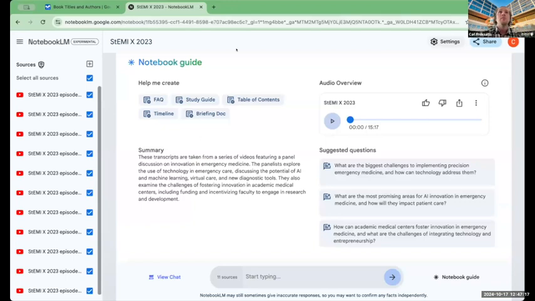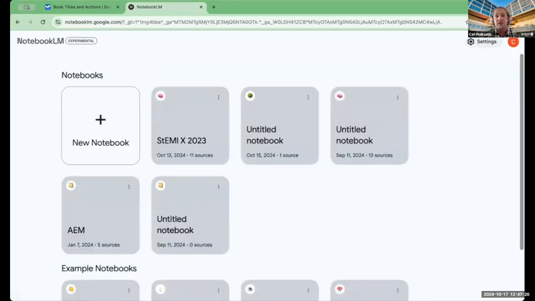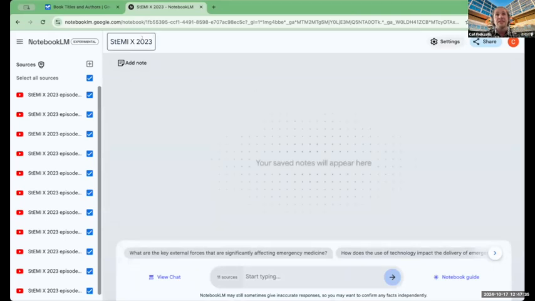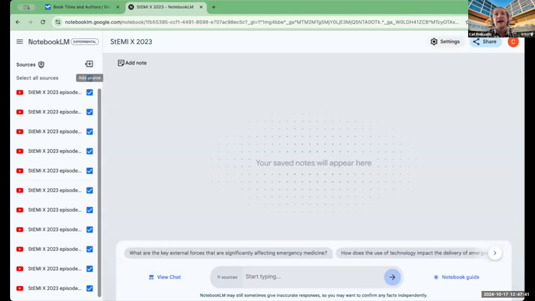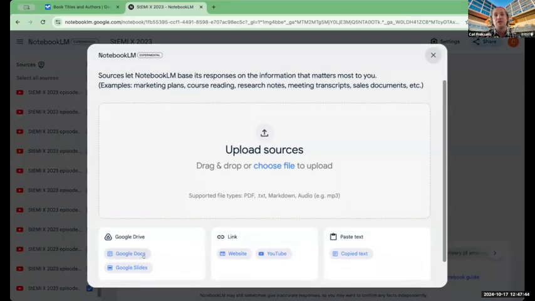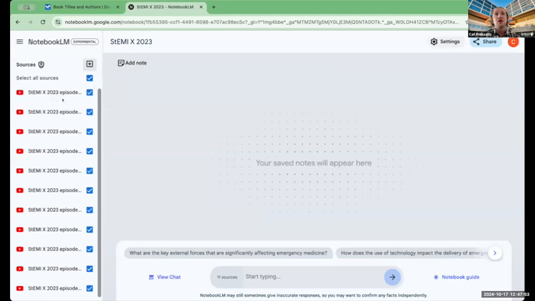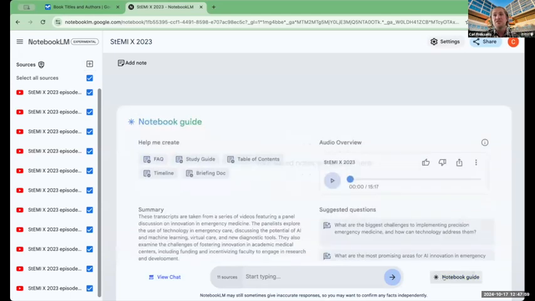Okay, so the way it works is you create a notebook, which is essentially a database of files that you're going to draw off of and can ask questions about. So one of the things I did, last year's STEMI X conference, all the YouTube videos are available online, and you can add sources. You can add things from your Google Drive, Docs, slides. You can link to websites. You can add direct text or YouTube videos. So I just went in here and linked all the STEMI X presentations from last year, and you can ask questions. You can also see sort of a summary.